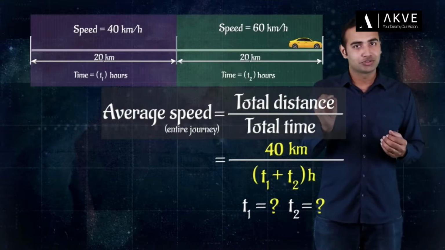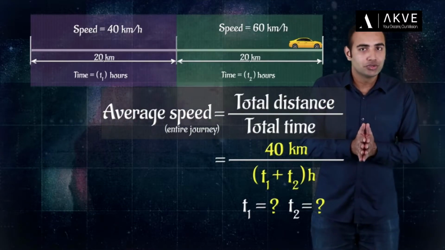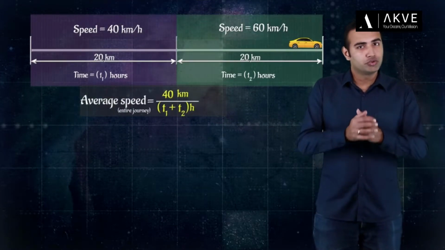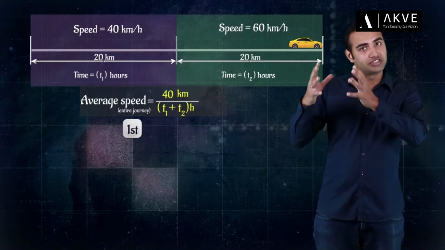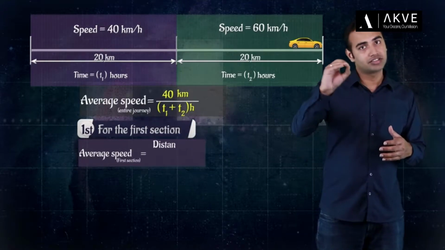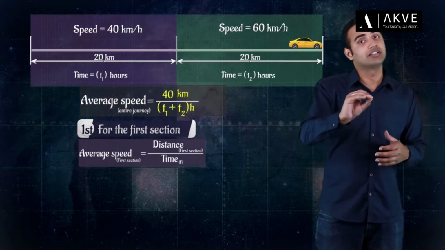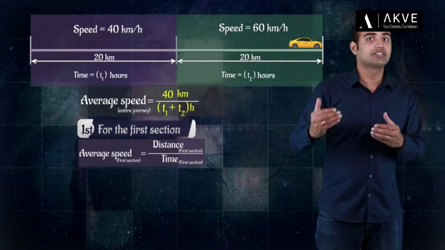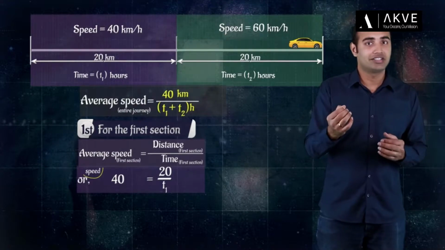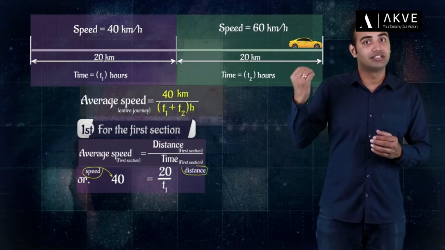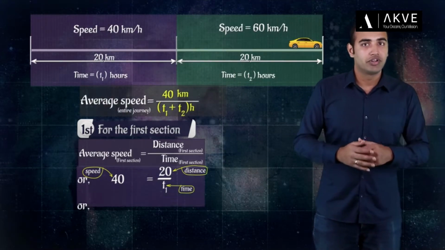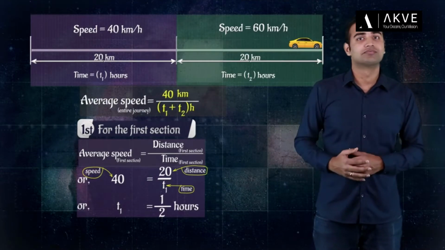Well, for that, we need to solve the problem in parts or sections. So in the first section of the journey, the problem says that the speed was constant at 40 kilometers per hour. So we can use the average speed formula only for the first section. So we get average speed for the first section is nothing but distance covered in the first section divided by time taken in the first section. So this can be replaced with the values, which comes out to be 40 is equal to 20 divided by T1. Now 40 here is the speed, 40 kilometers per hour, 20 here is the distance covered, which is 20 kilometers, and T1 is the time in hours. So solving this, we get the value for T1 as 1 by 2 hours.